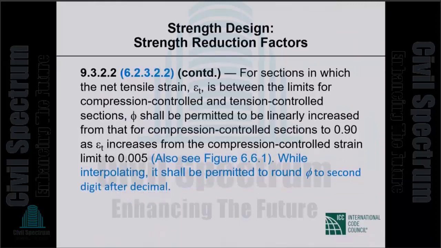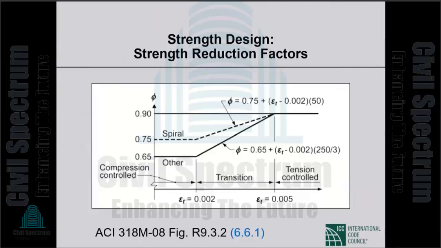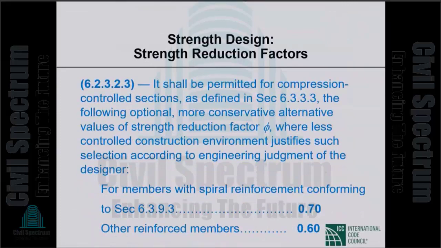This text is better shown by this picture. So for tension control sections, epsilon sub t of 0.005 or more, phi is 0.9. For compression control sections, epsilon sub t of 0.002 or less, phi is 0.65 or 0.75. In between, for transition sections, we go on a straight line. Phi is interpolated linearly between the lower value and the higher value, 0.65 and 0.9 or 0.75 and 0.9. As simple as that. Linear interpolation between the lower value and the higher value.